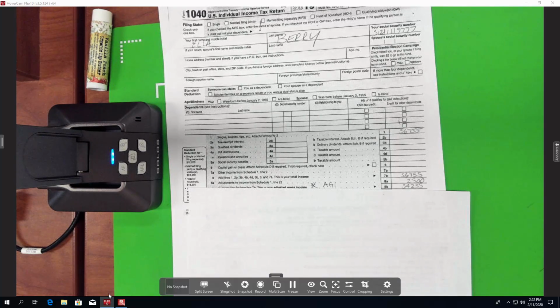So if I wrote a check for $1,000 to them and I'm in the 30% tax bracket, how much did it really cost me? $700. I wrote a check for $1,000, but I got a write-off for $1,000 times 30%, my highest marginal tax bracket. I saved $300 in taxes.